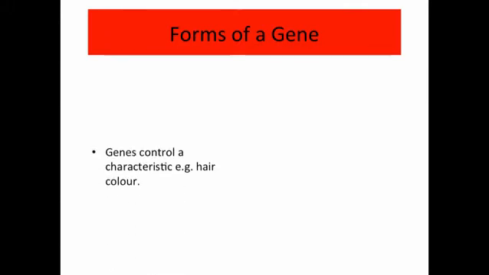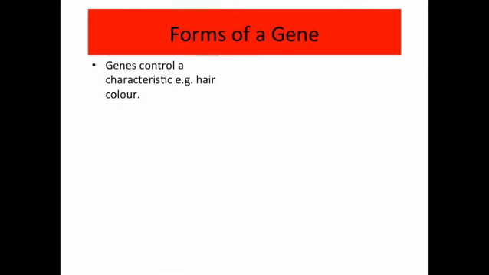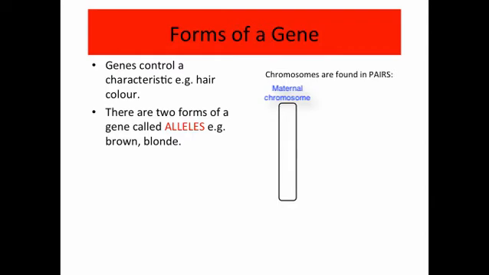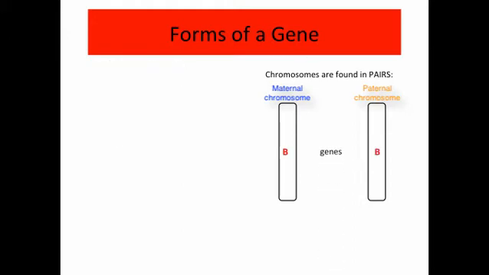Forms of a gene then. Genes, as you know, control a characteristic, for example, hair colour. There are two forms of a gene which can be called alleles, for example, brown or blonde. So remember, chromosomes are found in pairs. You get one from your mother and one from your father, the maternal and the paternal chromosomes. Genes are found at locations on the chromosome. For example, here we're looking at a gene for hair colour. You notice here that the two copies that come from the parents are the same. They're both capital B forms.